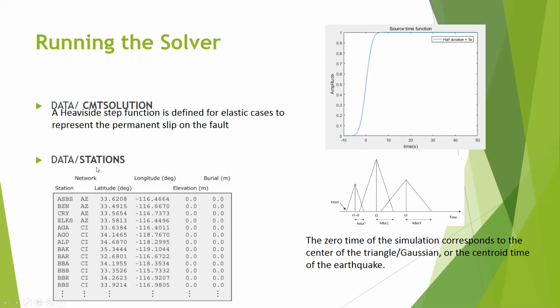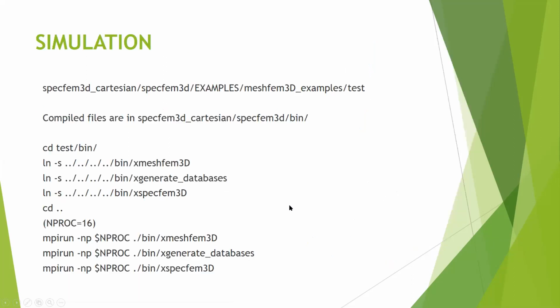You also need to fill in the station file in the data folder to show the locations where you want to generate synthetics. So this is the station name, network name, and locations of the stations. Then the last step is to run this code to simulate waveforms.